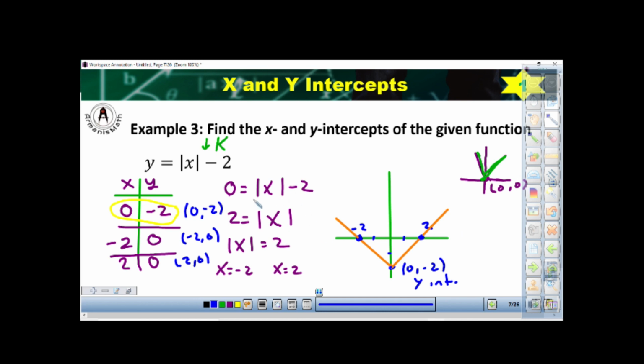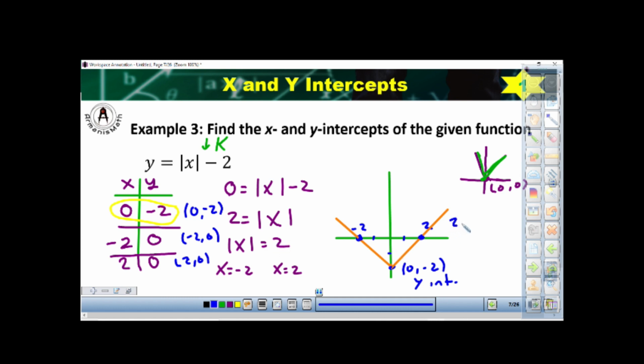Remember, I did this here. I did the x-intercept by substituting 0 for y, and I did that here: 0 equals absolute value of x minus 2. Well, then you have to really decide. The absolute value is the distance from 0. You're saying you're 2 miles away from 0, 2 units. Well, it could be this way or that way. That's why there are 2 choices.